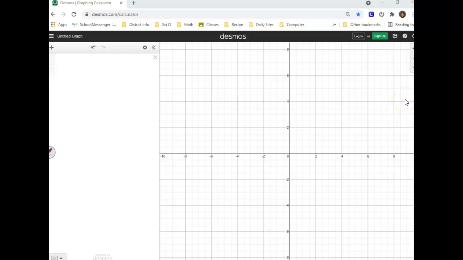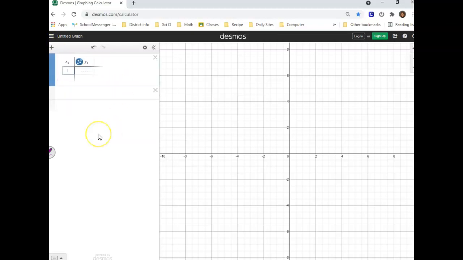Hi, I'm going to go ahead and discuss how to create a table on Desmos. It's pretty simple, but you have to know what it's looking for. Go to the plus sign once you're on the Desmos calculator or Desmos graphing. You can go up here and create a table by adding this plus sign.